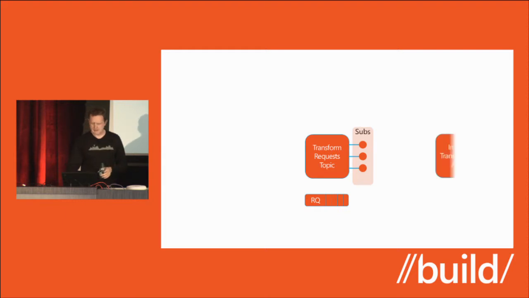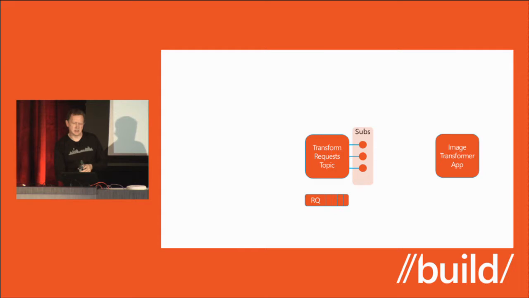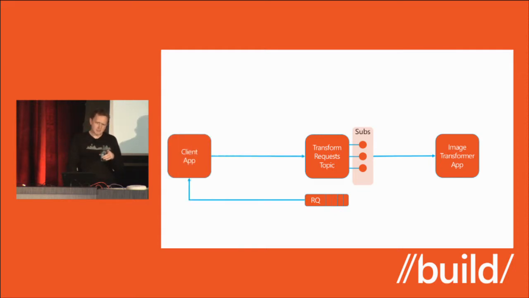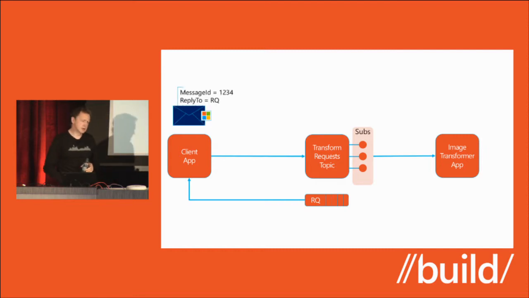So here's a service, the thing that's doing the image transformation, and it's wired up listening to a subscription on this topic. And then I've got a client over here, and what the client does is it listens to the reply queue and it sends its request to the topic. So the request looked like this. So the body of the message contains the image, so this is just binary data, and then there are a bunch of properties on the message.